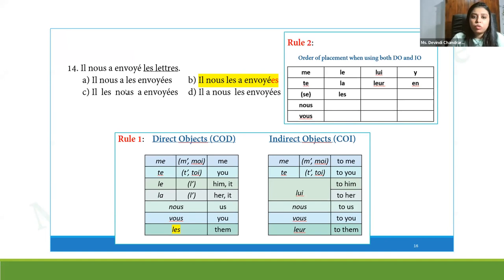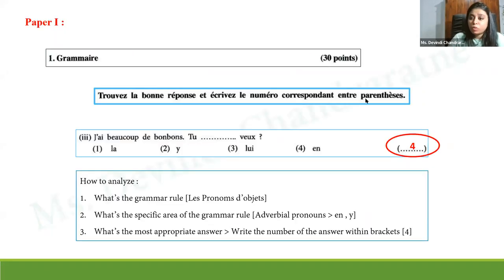For example, "trouvez le numéro correspondant entre parenthèses". So in this question, you have to write the corresponding answer number within brackets, right? If you write the answer itself within brackets, you won't get marks. Remember that this is A-levels, not O-levels, so you have to follow the instructions well before you start answering the questions. Instructions are given because you will be deducted marks. Although all of your answers are correct, you won't be given marks if you don't follow the instructions properly.